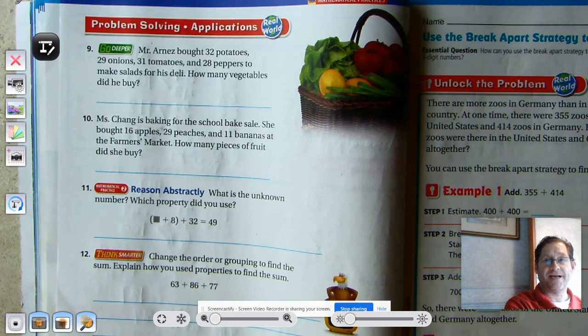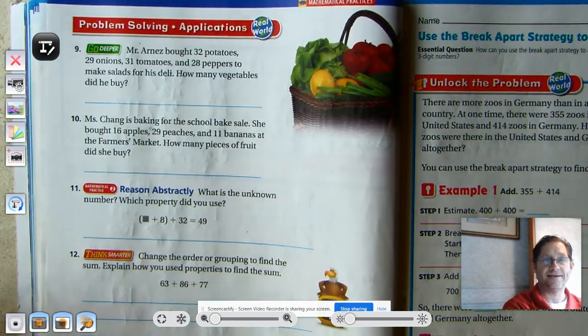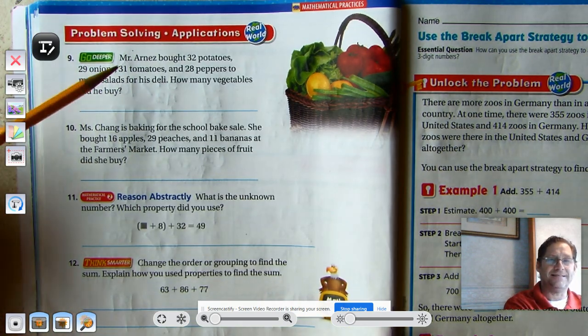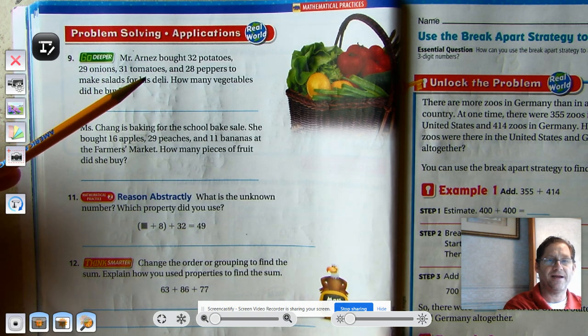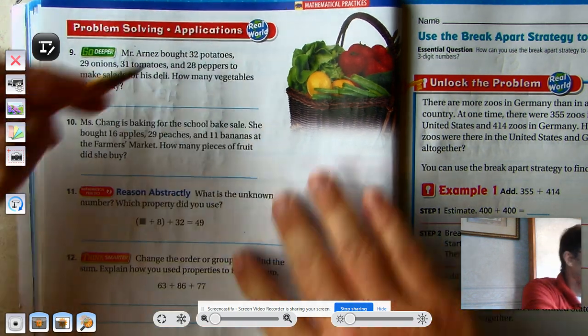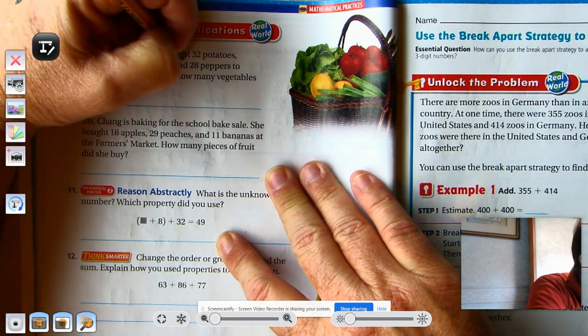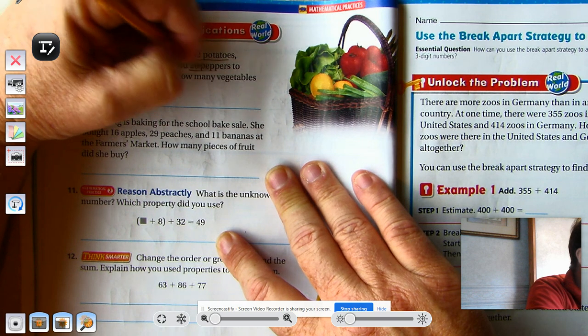All right, problem-solving applications, real world mathematical practices. Number 9, go deeper. Mr. Arnaz bought 32 potatoes, 29 onions, 31 tomatoes, and 28 peppers to make salads for his deli. How many vegetables did he buy? Well, we need 32 potatoes, 29 onions, 31 tomatoes, 28 peppers.